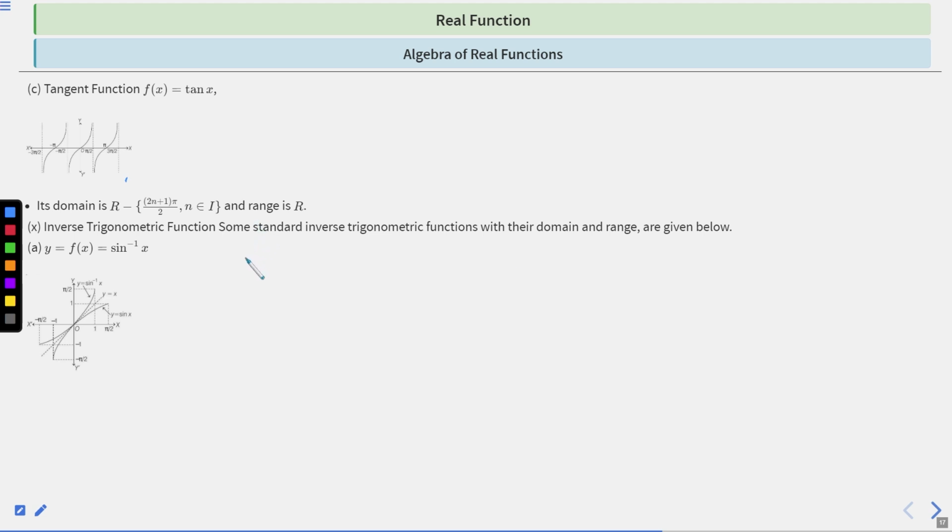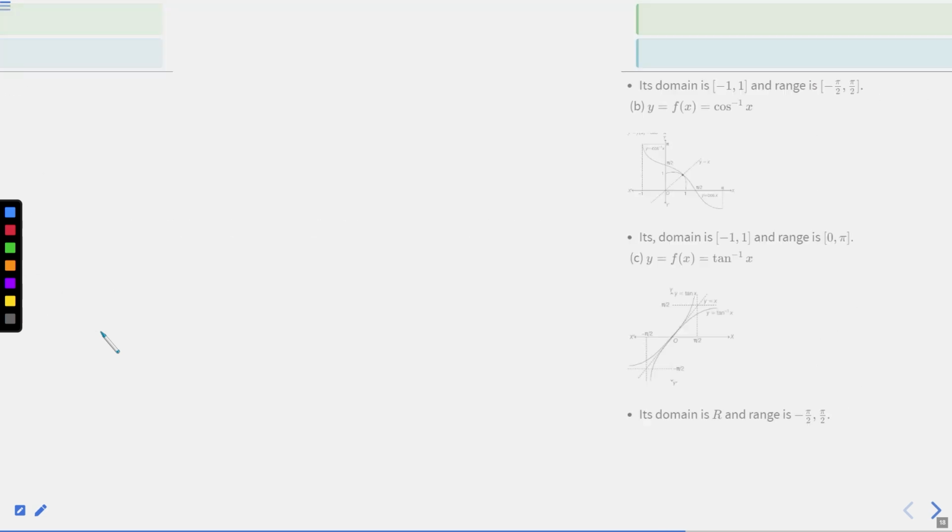Y equal to f(x) equal to sin inverse x. This is the graph of y equal to sin x. Since sin inverse x is the inverse of sin x, its graph is basically the mirror image with respect to the line y equal to x, as we have studied, right? So the graph of y equal to sin inverse x is like this. Clear?